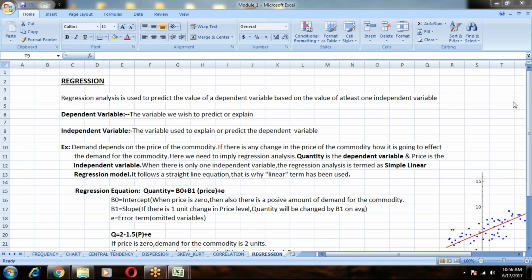Now you have two more concepts: what is a dependent variable, and what is an independent variable. The dependent variable is the variable we wish to predict, or the variable for which we want to know the magnitude of change. In our example, it is demand. We want to know what the demand for the product would be if price increases by this much. The independent variable is used to explain or predict the dependent variable. In our example, price is that variable.